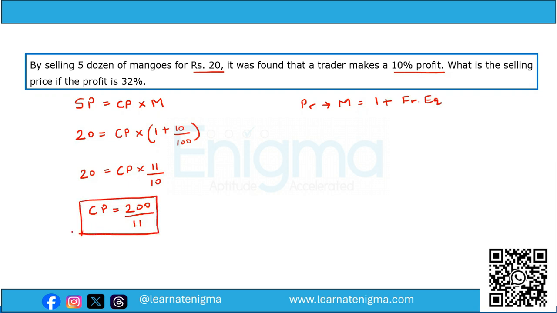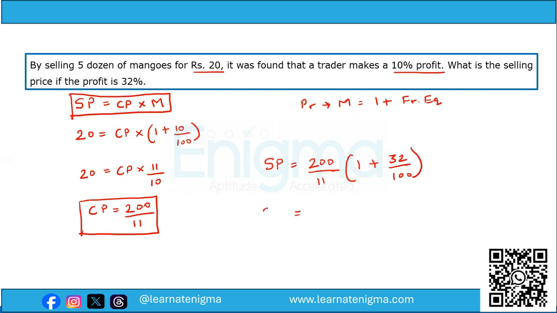Now we want to find out the selling price if the profit is 32%. So again using the same formula, now we know the value of cost price and we want to find the value of selling price. So selling price is equal to cost price, that is 200 by 11 into 1 plus 32 by 100.